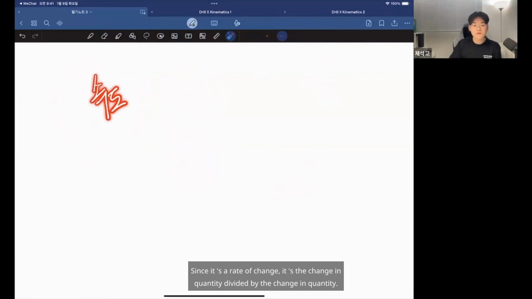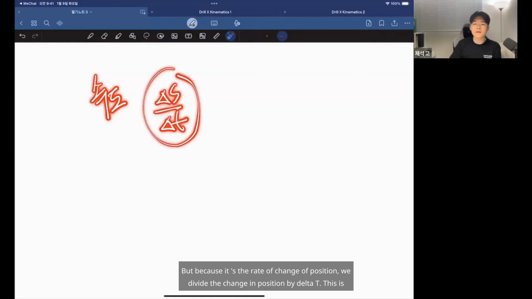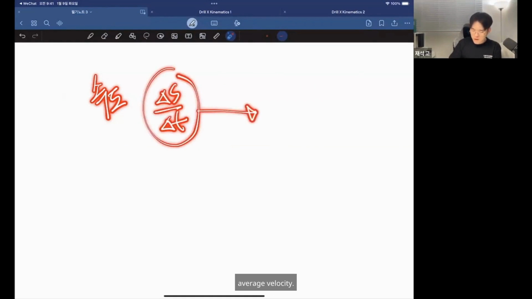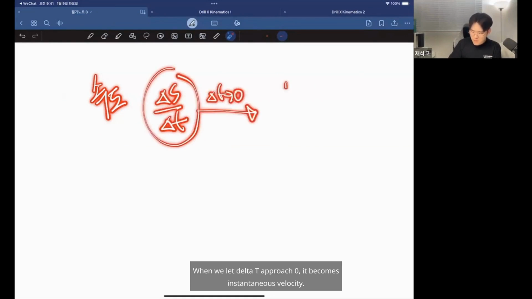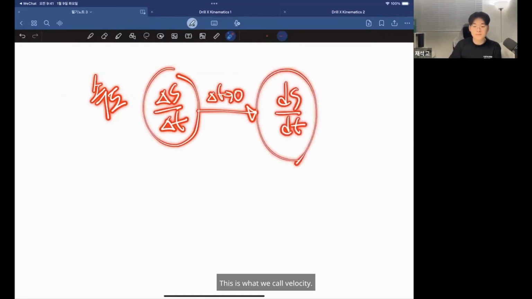Since it's a rate of change, it's the change in quantity divided by the change in quantity. But because it's the rate of change of position, we divide the change in position by delta t. This is average velocity. When we let delta t approach 0, it becomes instantaneous velocity. This is what we call velocity. Is this correct? What should we look at for velocity?